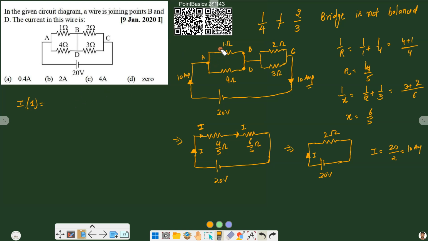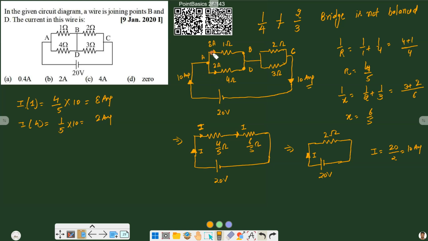So we are calculating here for 1, so we will take the value 4. So 4 by total resistance, 4 plus 1, 5, into total current, that is 10, so this will give us 8 ampere. Now similarly for I of 4, because total current is 10 ampere and 8 ampere is passing through 1 ohm, there should be 2 ampere. Let's calculate: for 4 ohm we will take the opposite resistance 1, so 1 by total resistance 5 into 10 is equal to 2 ampere. So from this, 2 ampere current is passing.